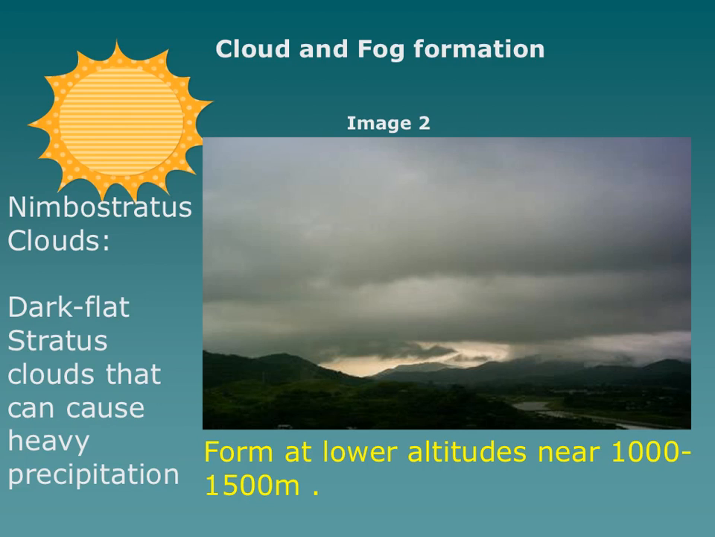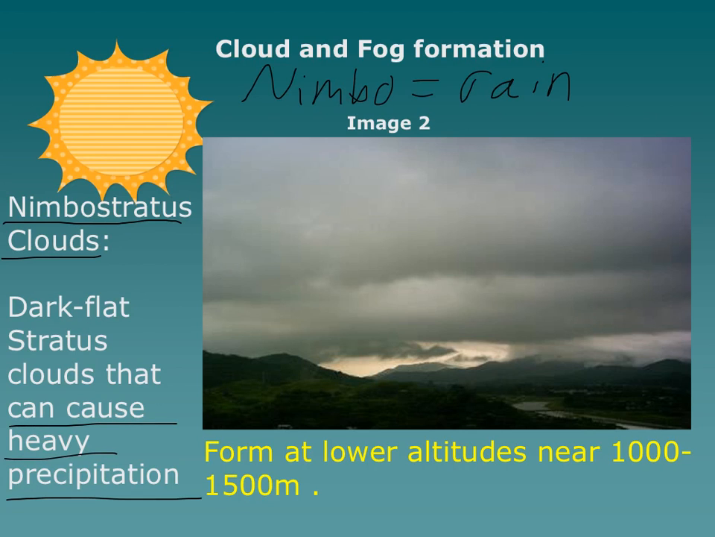The next cloud is part of the stratus family, and that is the Nimbostratus clouds. And anytime you see nimbo, you should expect rain. And Nimbostratus clouds are dark, flat stratus clouds, so they're still stratus clouds, but they can cause heavy precipitation. Again, they're low, a little bit higher than regular stratus, 1,000 to 1,500 meters, but still lower altitudes, and they can even be a little lower than that.